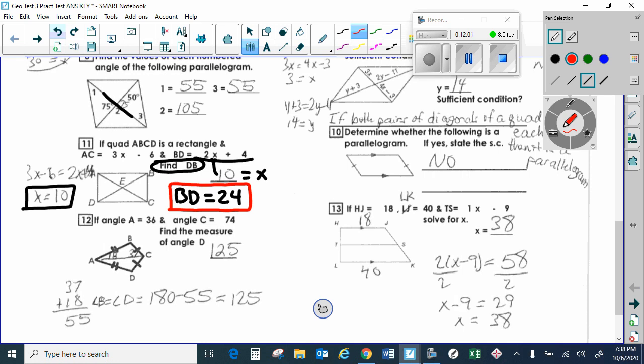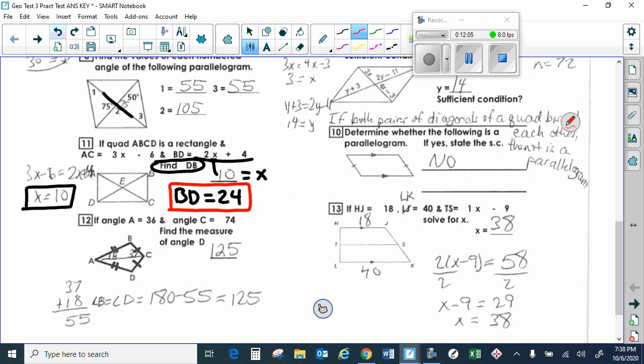All right, number 12. If angle A is 36 degrees, okay, remember this is called a vertex angle right here. A and C are the vertex angles, and the diagonal on a kite bisects those vertex angles. So that means each side of it is 18. That's what you see right here. That's an 18 right there. And the other side would be 18.